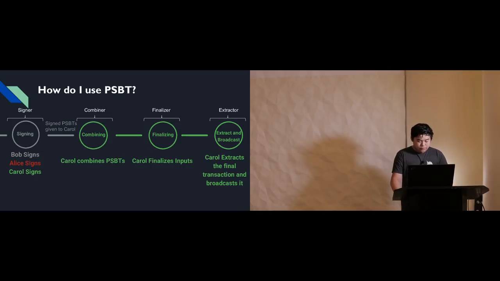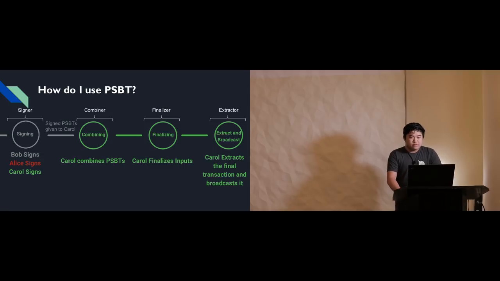Then we have signers who sign the transaction. And this was Alice, Bob, and Carol. They all perform signing. And then we have the combiner, which was Carol. The combiner is very simple. As I mentioned earlier, the combiner doesn't need to understand all the types. It just needs to merge all the maps together and make sure there aren't any duplicates. You can just shove everything back together.